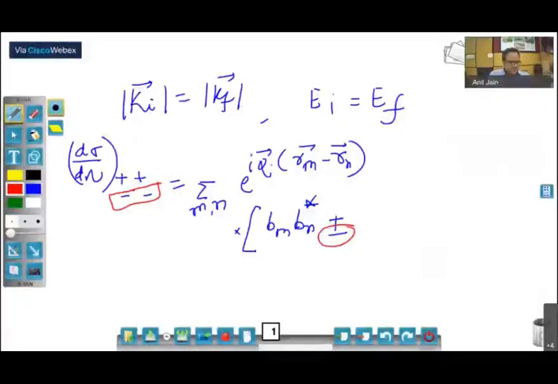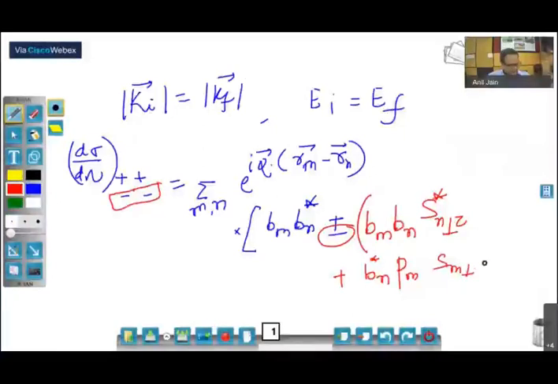And what we have here is, plus minus this b of m, where b is the coherent scattering length, and S n perp z, so this is the complex conjugate, plus b n p of m, where p is the magnetic scattering length, S of m perp z, plus the third term, p m, p n, S m perp z, S n perp z.